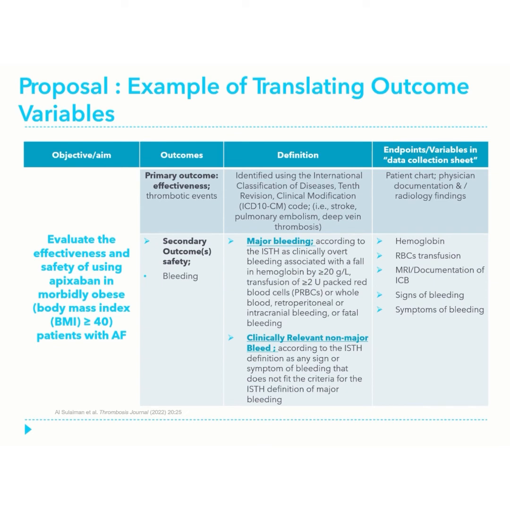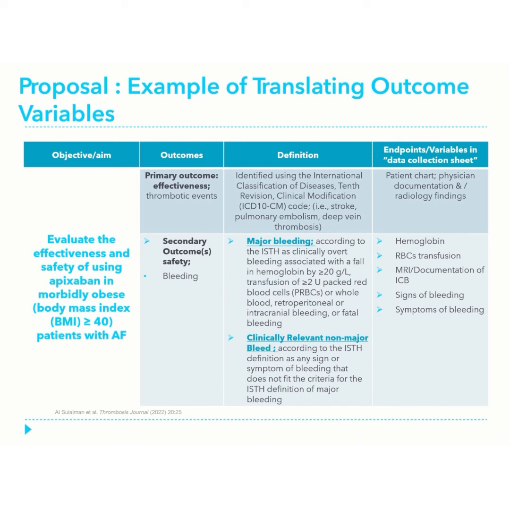And then we should have a clear definition of what we mean by thrombosis and how we need to identify it. Is it by physician documentation, or do we need to go to radiographic assessment in order to confirm that the patient has thrombosis? With bleeding, same thing. How are we going to identify bleeding? If we have major and clinically relevant non-major bleeding, how do we want to identify them?